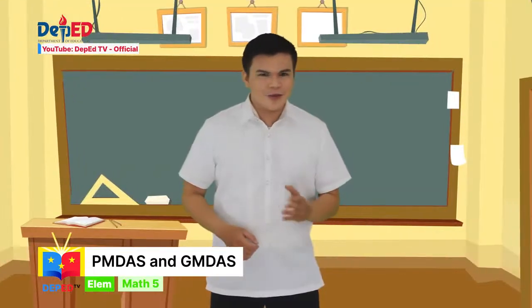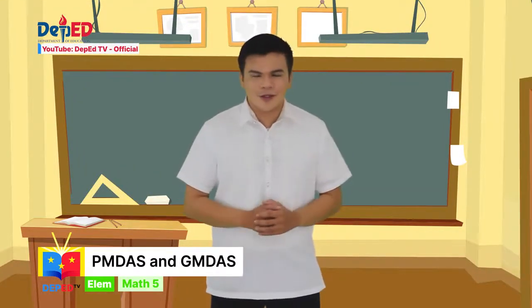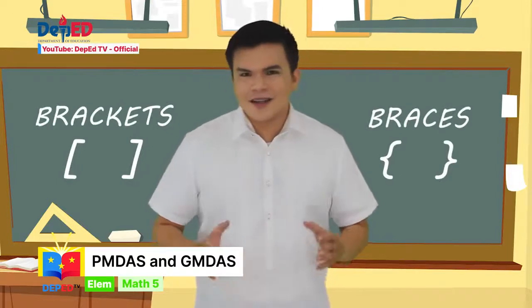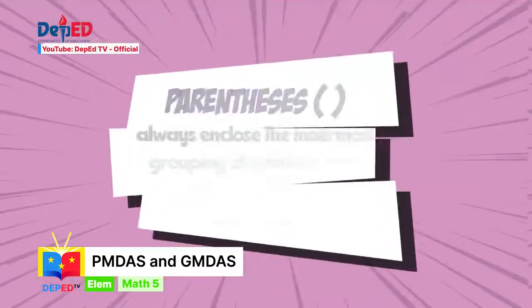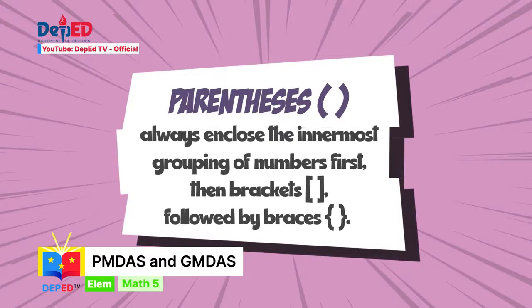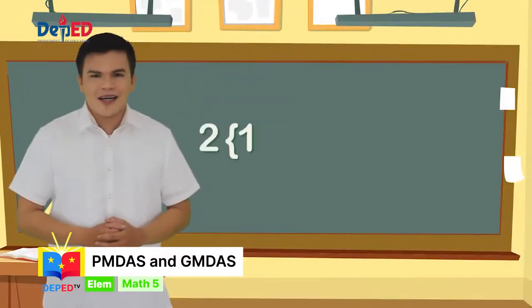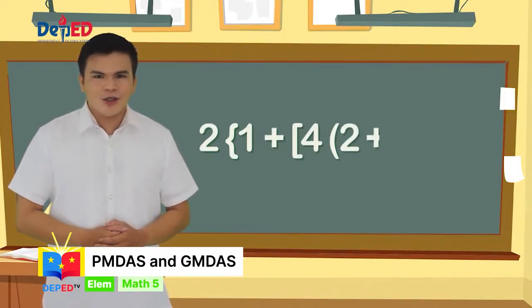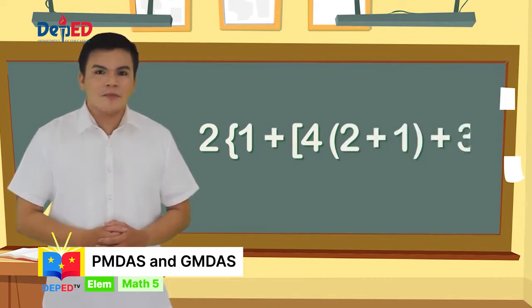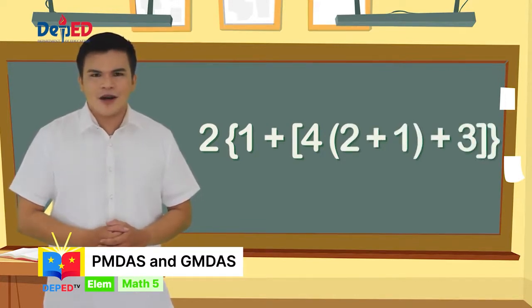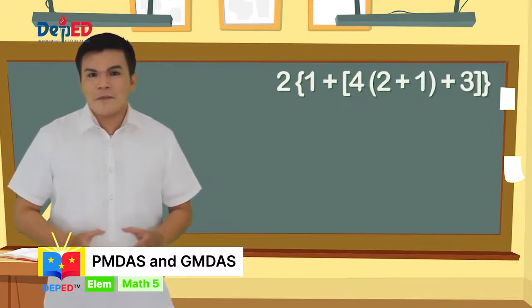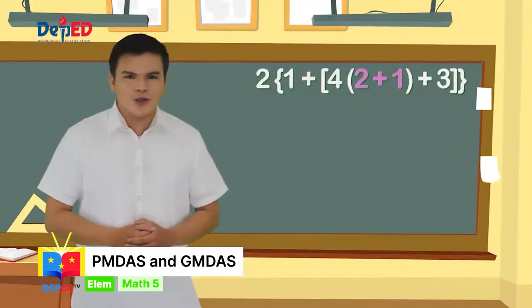To avoid confusion in numerical expressions with multiple operators, we use brackets and braces alternatively with parentheses. Parentheses always enclose the innermost grouping of numbers first, then brackets followed by braces, like in this example. 2, open brace, 1 plus, open bracket, 4, open parenthesis, 2 plus 1, close parenthesis, plus 3, close bracket, close brace. First, apply Rule 1 by getting the sum of the quantity of 2 plus 1 inside the innermost parenthesis.